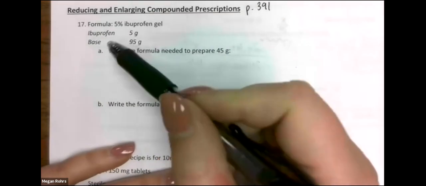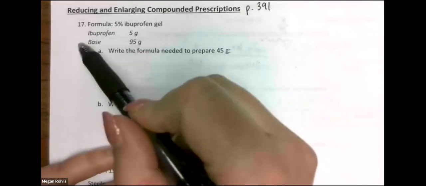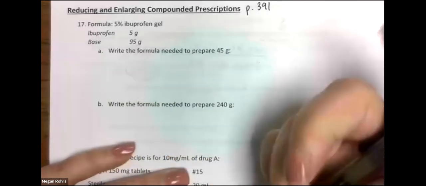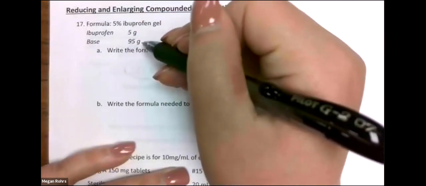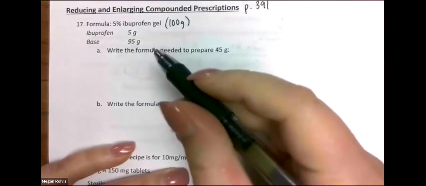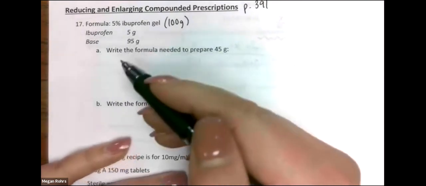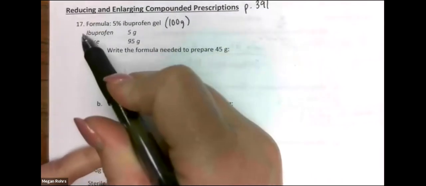Okay, so like I said on the last video, if you ever get a formula and it doesn't tell you the total, you should probably solve for that first. So 5 grams and 95 grams, well, that makes a total of 100 grams. And that makes sense because it's a 5% ibuprofen gel. We know that means there's 5 grams of ibuprofen in every 100 grams of gel. So this is our formula that we have in the pharmacy.